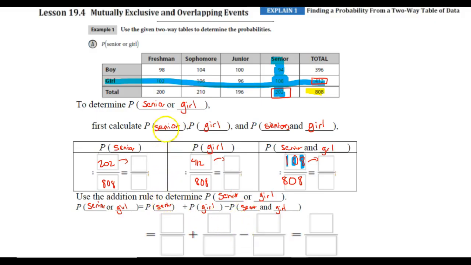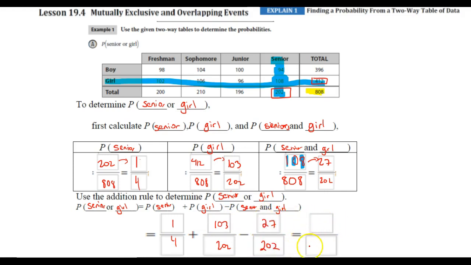So let's record those here. That would be 1 over 4, 103 over 202, and then of course 27 over 202. So for your seniors, that would be 1/4, 103 over 202, and then of course 27 over 202.